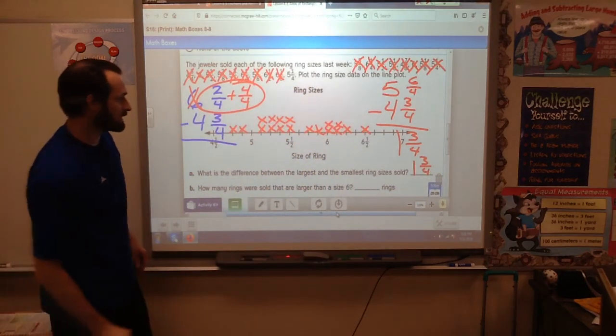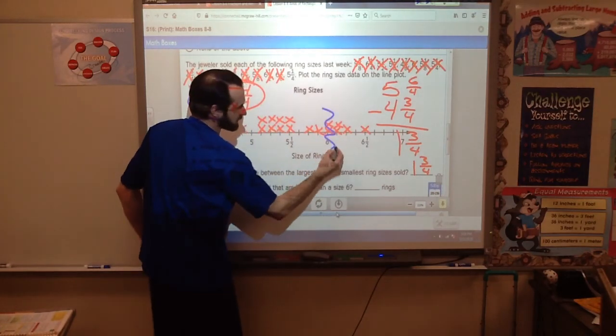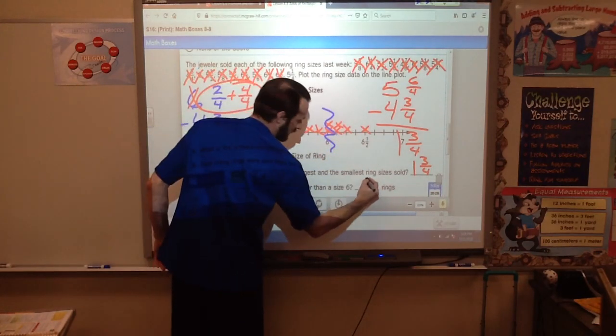How many are larger than 6? Well, it says larger than 6. You don't count the 6's, so I get 1, 2, 3, 4. I get 4 rings there.